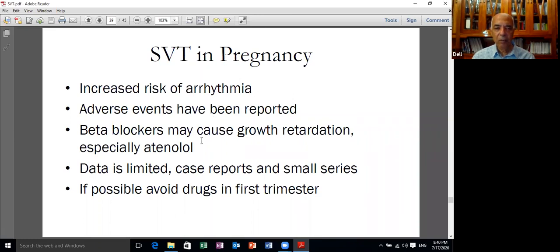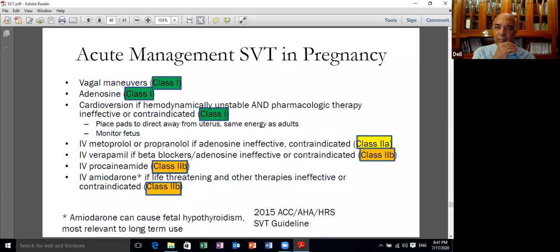Beta blockers can cause growth retardation, respiratory depression, and fetal hypoglycemia, particularly atenolol, which is class D for pregnancy. So it is always to be avoided. If you use beta blockers, you can use them, but keep away from atenolol. Data are limited to small series, and avoid drugs in the first trimester. How do you treat supraventricular tachycardia in pregnancy?